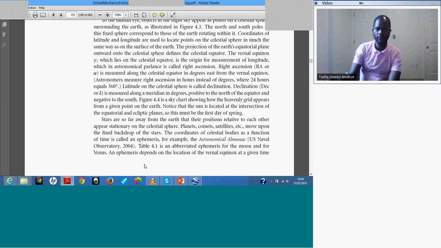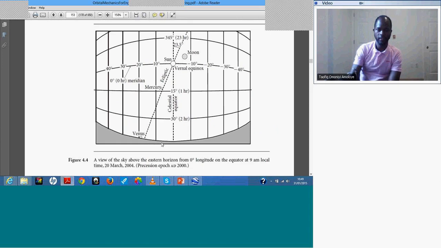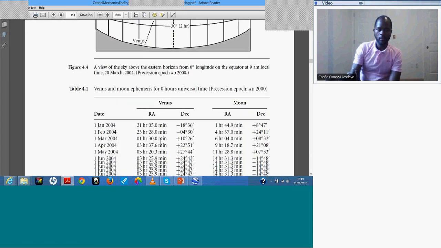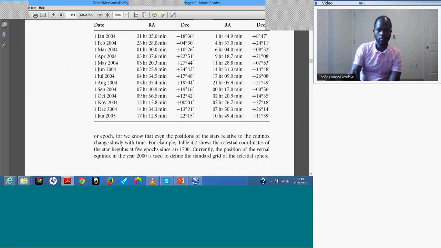And then so on the location of the vernal equinox at a given time. Of course, since right ascension and then the declination are measured with reference to the vernal equinox line, if the equinox line is also moving, it means these are dependent on whatever vernal equinox that has been used to measure or compute them.